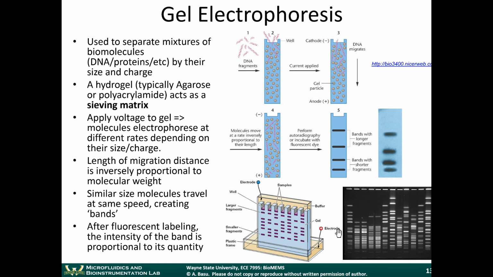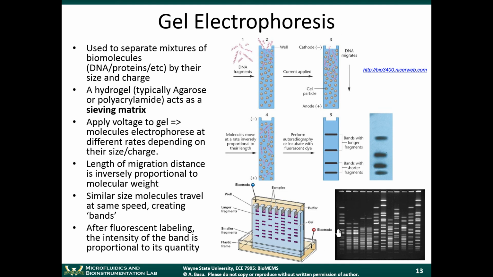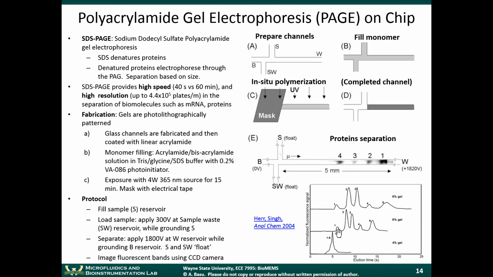So we can miniaturize gel electrophoresis on a chip. This was called polyacrylamide gel electrophoresis. It's not using agarose, it's using a polyacrylamide gel. Polyacrylamide gel is suited for separating both DNA and proteins. It's a high density gel, meaning the pore size is a little bit smaller than agarose.